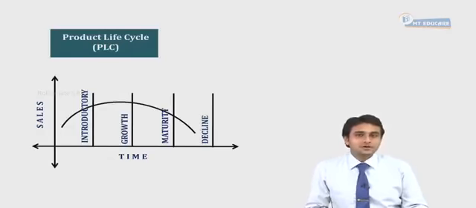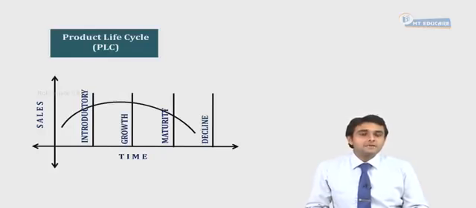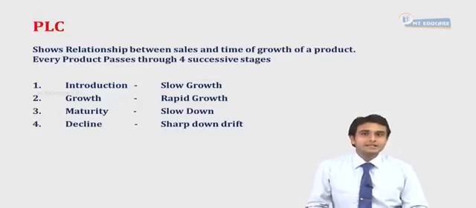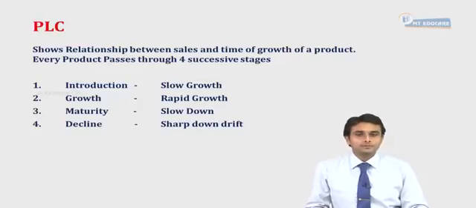After which there comes maturity, where there is a slight decline and there may be a modification or an improvement made in this stage. And after which there is a decline stage and the business may think of actually closing the product or getting done with it. Now, the 4 stages to note: in the introduction stage, there is slow growth. At the growth stage, there is rapid growth. At the maturity stage, there is a slight decline in terms of the revenue generated. And at the decline stage, there is a sharp drift.